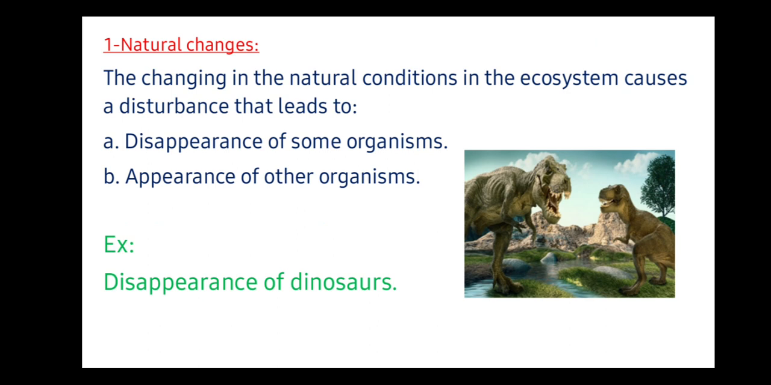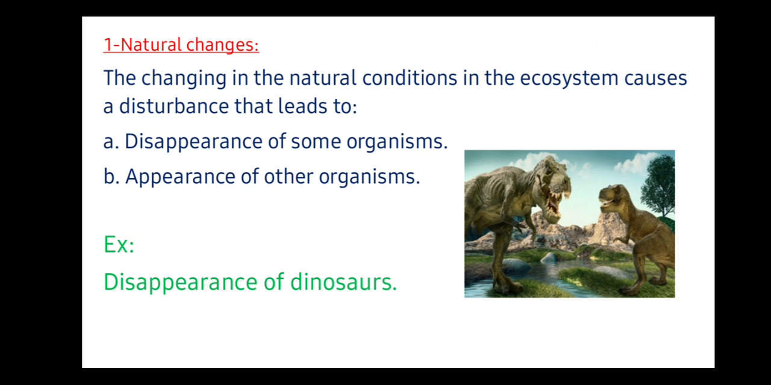What will happen in a natural change? The change in the natural conditions in the ecosystem causes a disturbance. What is the meaning of disturbance? Disturbance means unbalance. So the change in natural conditions causes a disturbance that leads to the disappearance of some organisms and the appearance of other, new organisms. An example of natural changes is the disappearance of dinosaurs.